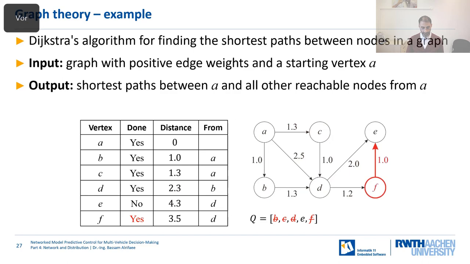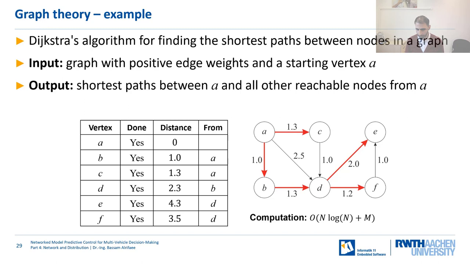But maybe I will jump directly to the solution. Here we see the solution. If we want to go from A to E, the best way is to go to B, to D, to E, as you see in this solution. And if you think, okay, maybe I could go over F, from D, F, E, you see directly it costs more. It costs 2.2 in comparison to the 2 from D to E. So the red connections are really the shortest connections between the nodes here.